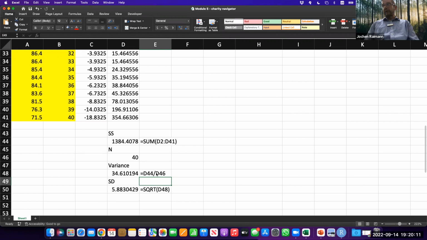That's the number of entries, so that's COUNT of A2 to A41. I did that, but it's not working. Not working? It should be.